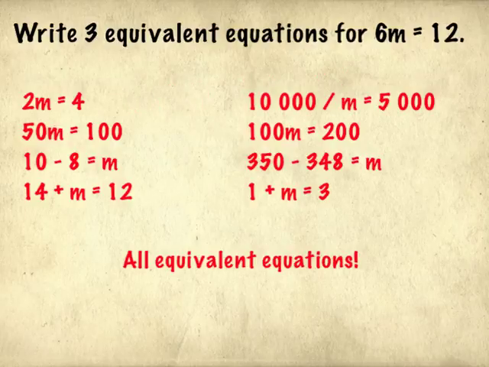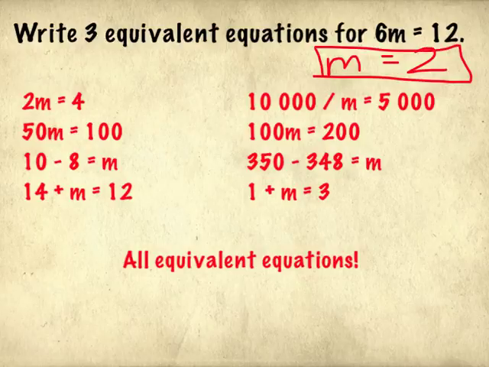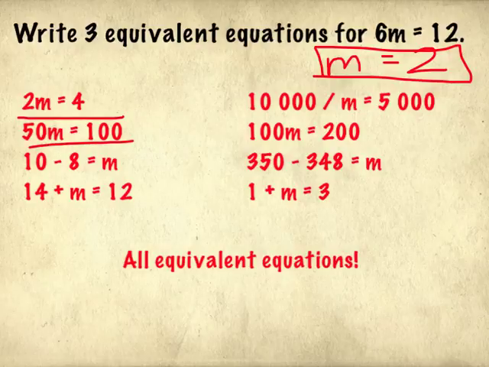And here are some examples for you. These are all equivalent equations. 6m equals 12 means that m must equal 2. So any equation where m equals 2 would be an equivalent equation. 2m equals 4, 2 times 2 is 4. 50m equals 100, 50 times 2 is 100. 10 take away 8 equals m, 10 minus 8 is 2.